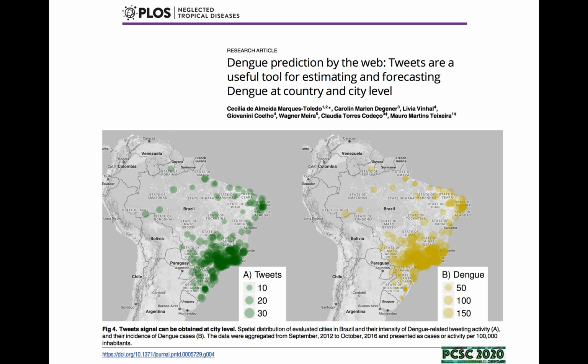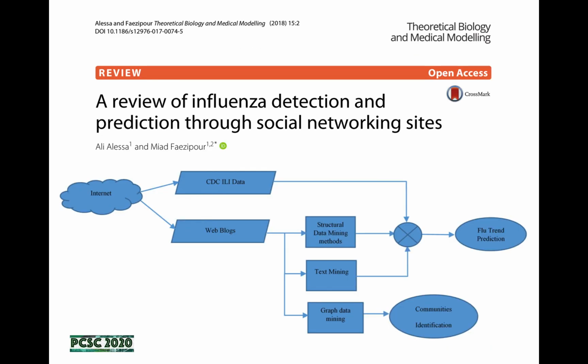In this paper, you can also see that they use information from tweets that they gathered, and they use it to estimate and forecast dengue at a country and even at city level. Whereas in this study, it proposed a framework that can be built to monitor seasonal epidemics like flu, by employing different data mining methods like text mining, link or graphical mining, and structural data mining methods.